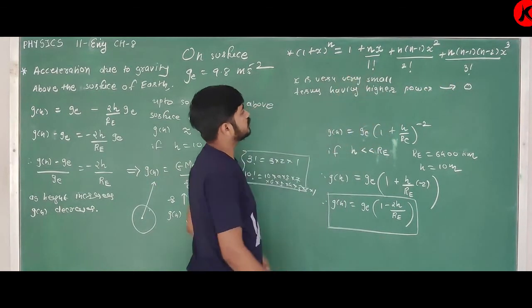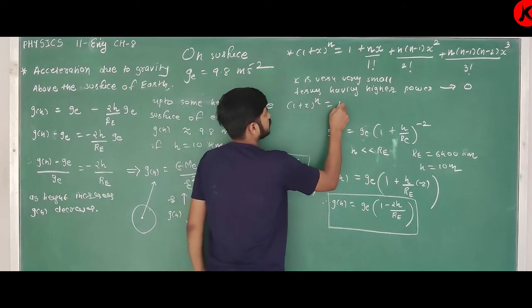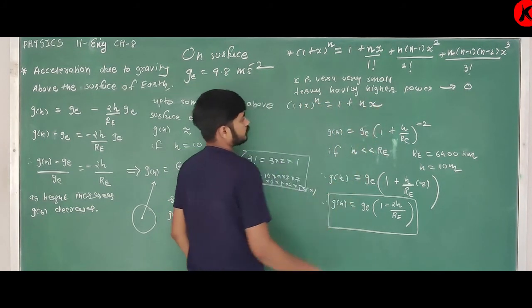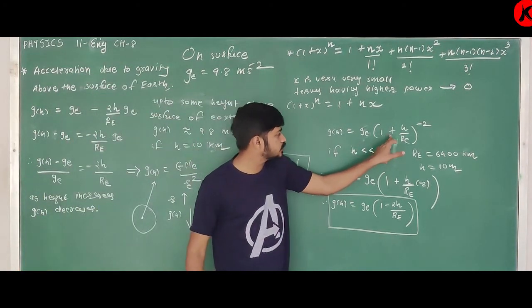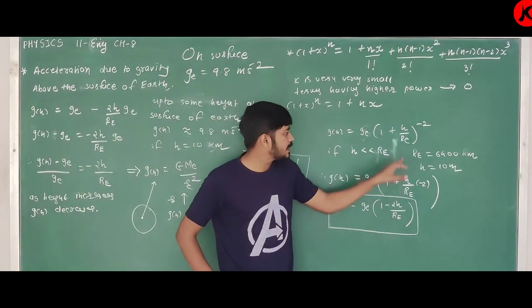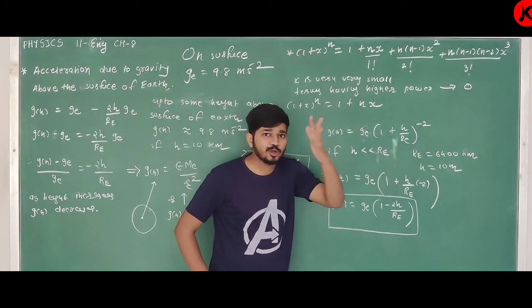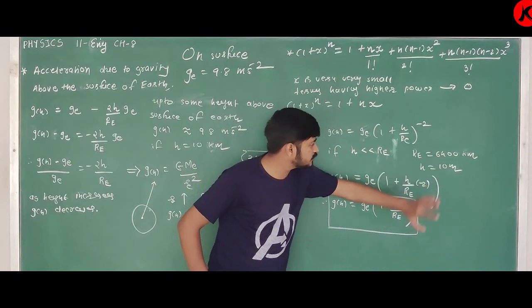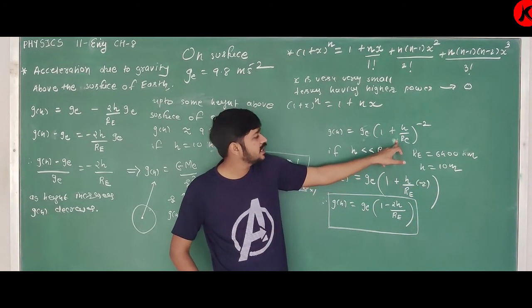There are only two terms. That is, (1 plus x) raised to n is 1 plus nx. Here it is (1 plus h upon R) raised to minus 2. h upon R, 10 meter or 10 kilometer, suppose 10 kilometer upon 6400. This answer will be very, very small.